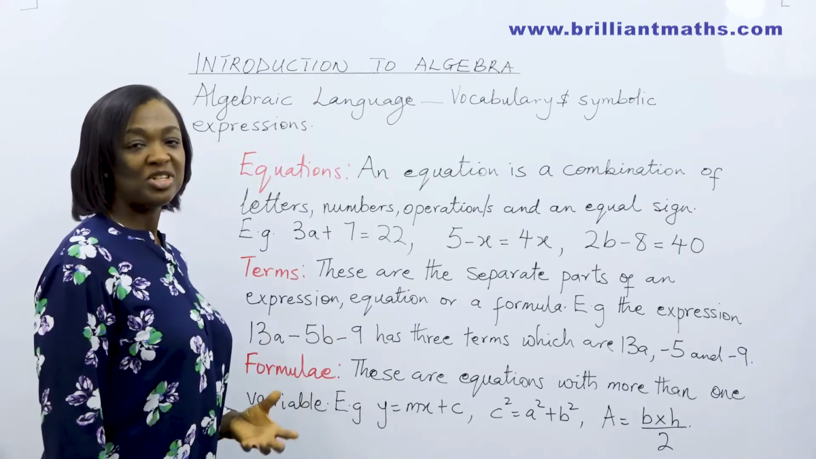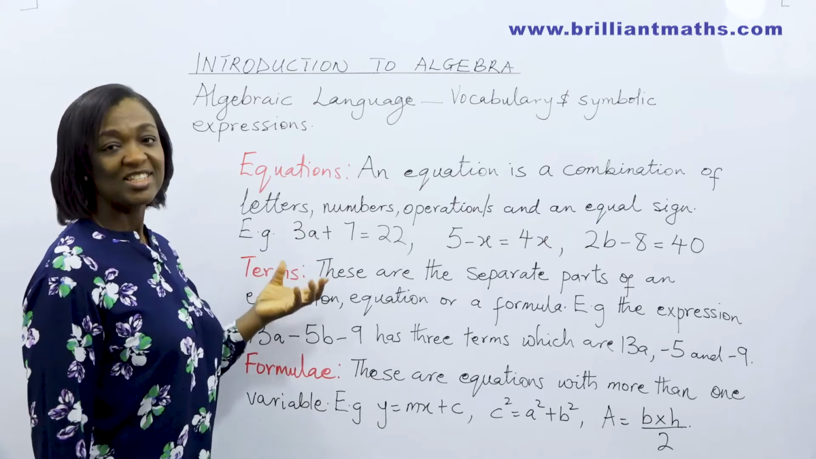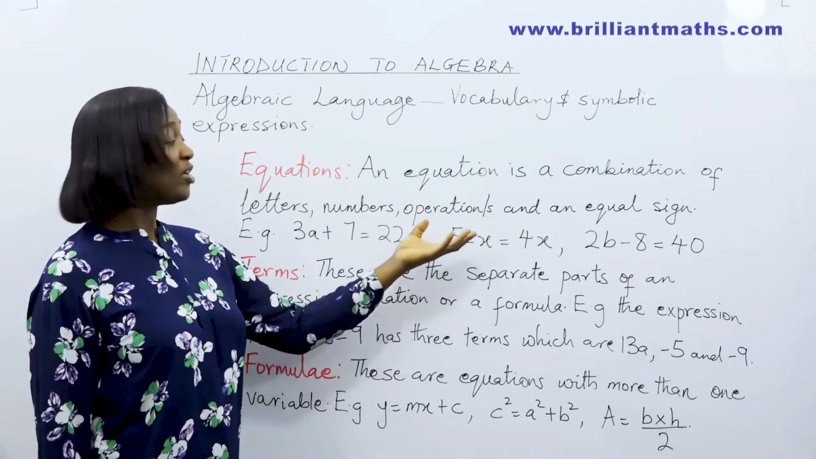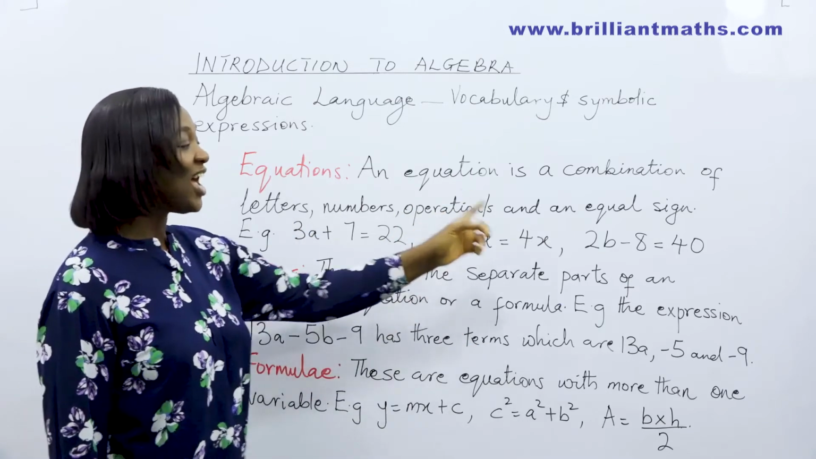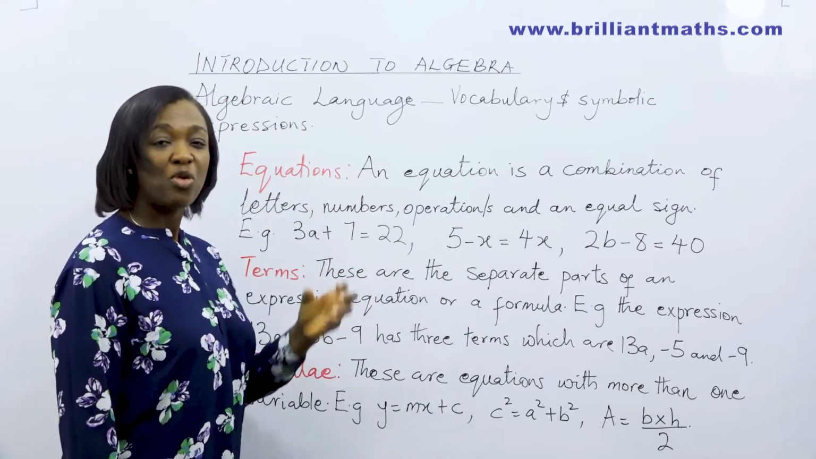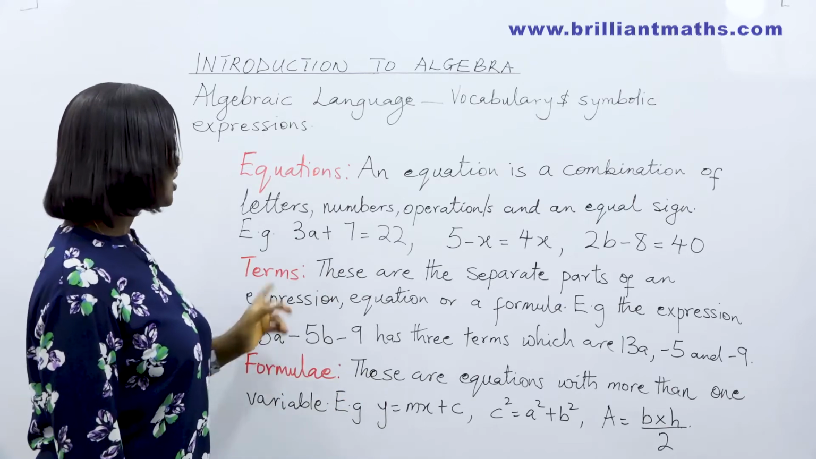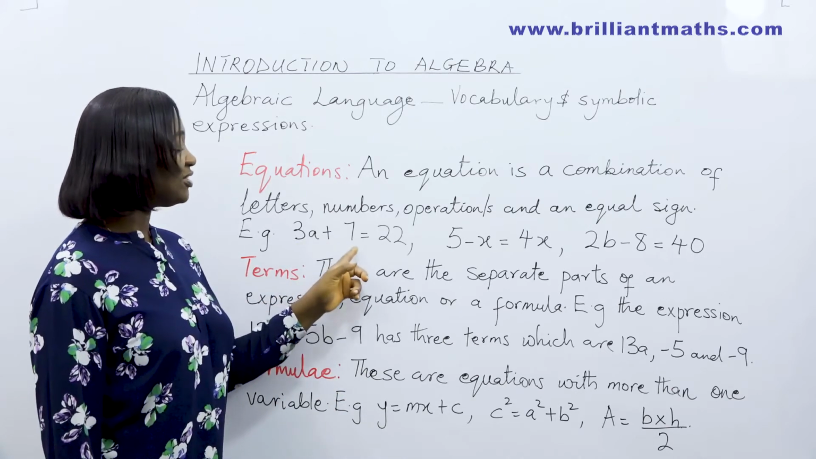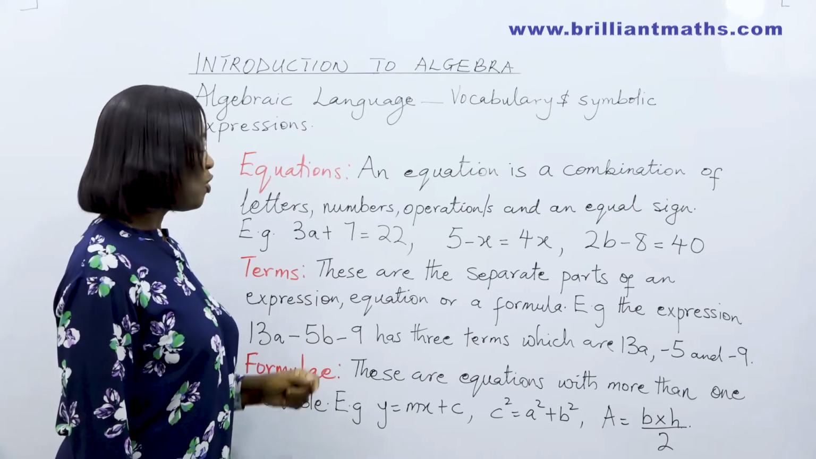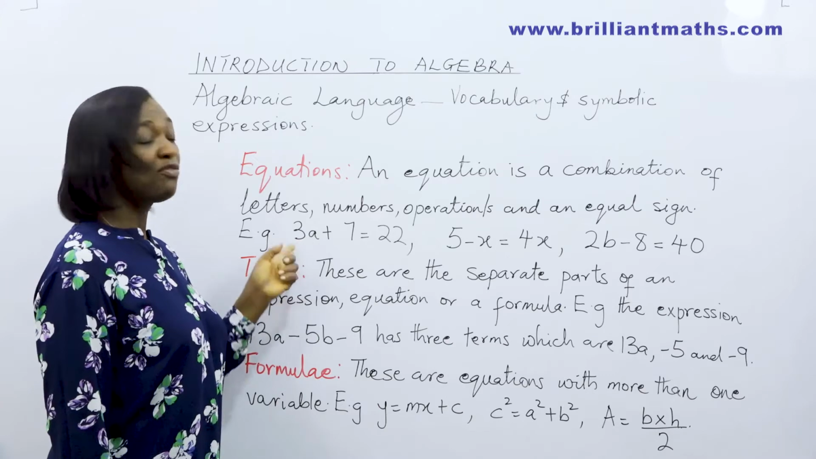So what are equations? An equation is a combination of letters, numbers, one or more operations, and an equal sign. So when you have an algebraic equation, you can find the value of the unknown. For example, we have 3a plus 7 is equal to 22. What is the value of this a? We can find the value of this a from this equation.